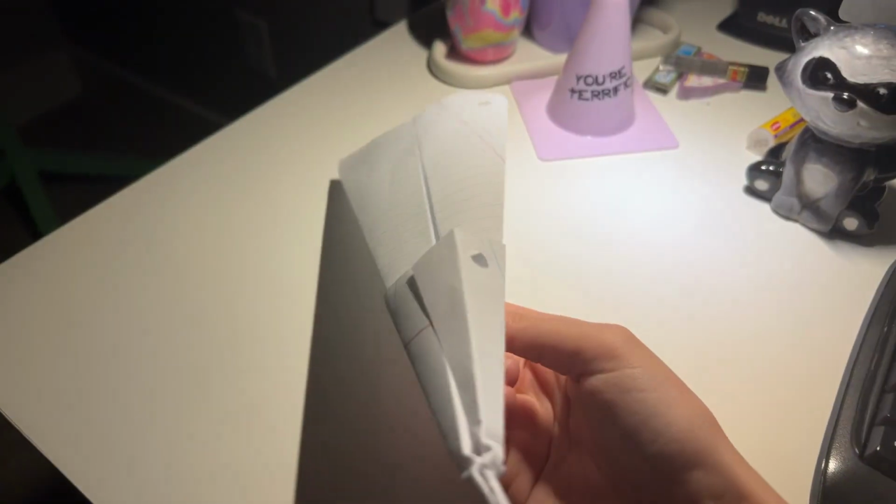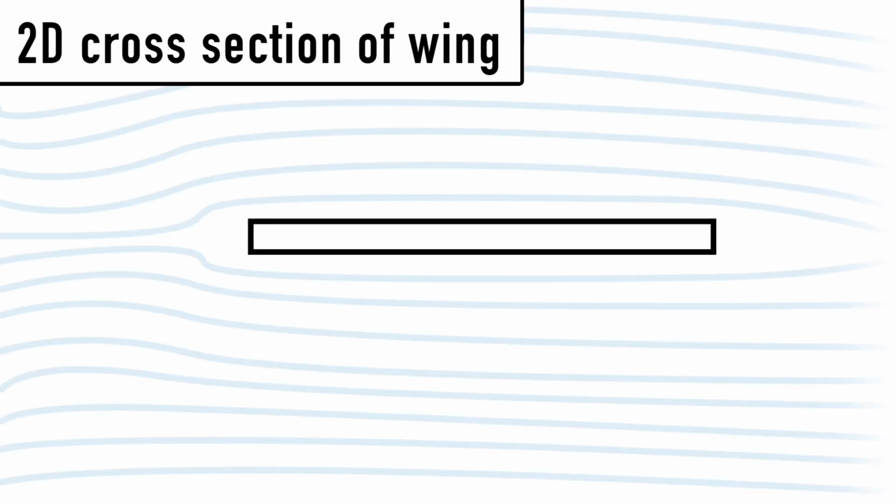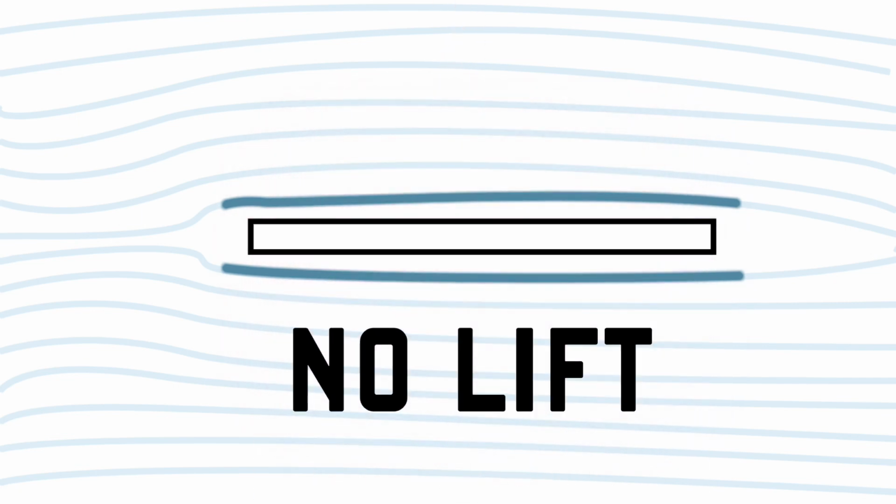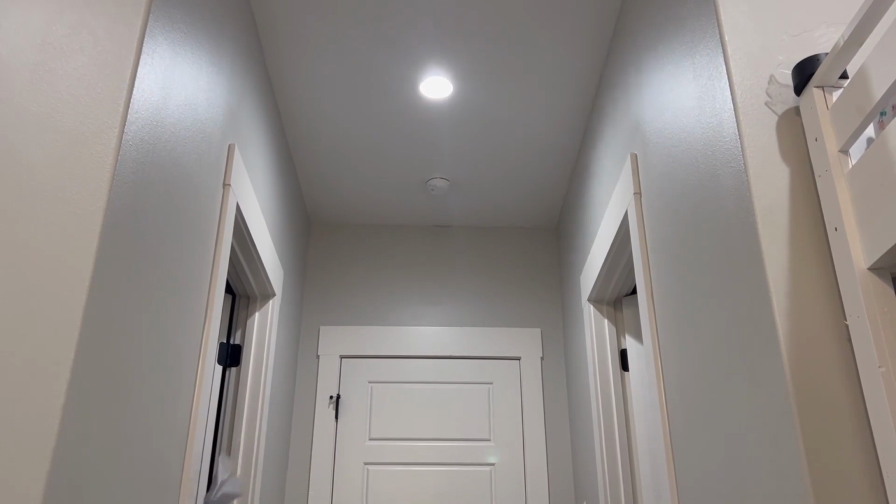So let's look back at our paper airplane. Since our paper is completely flat, the air flowing on the top of the wing doesn't travel a greater distance than the air beneath, so theoretically, no lift would be generated. But our airplane still flies, disproving this equal transit time explanation.